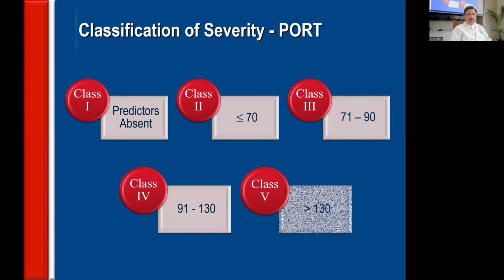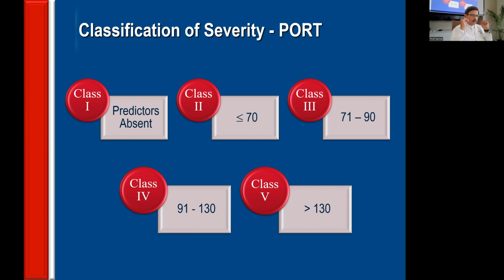So what do I have to do when I suspect a case of pneumonia? Clinical examination, history taking, and an X-ray showing an infiltrate. Immediately, without doing anything else, I try to stratify the patient for treatment purposes. How do I stratify? I use the PORT score, also called PSI, Pneumonia Severity Index.